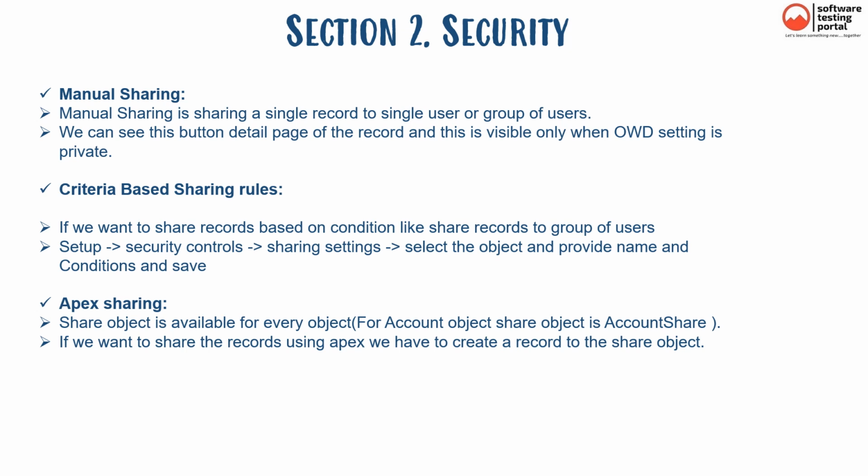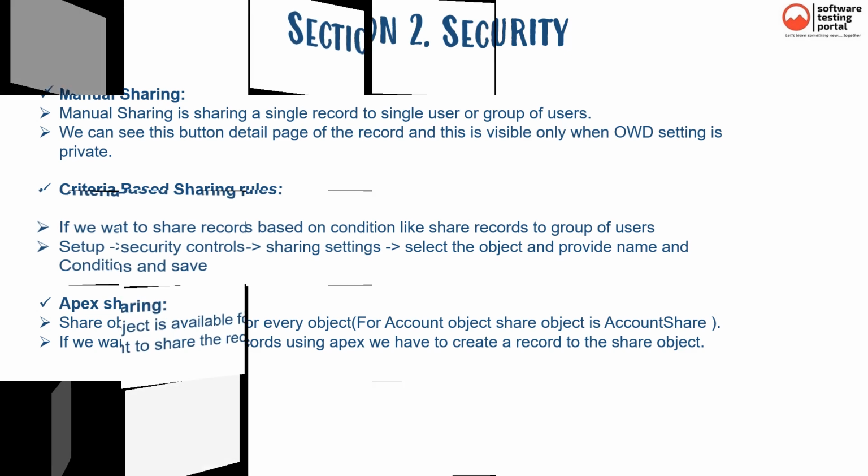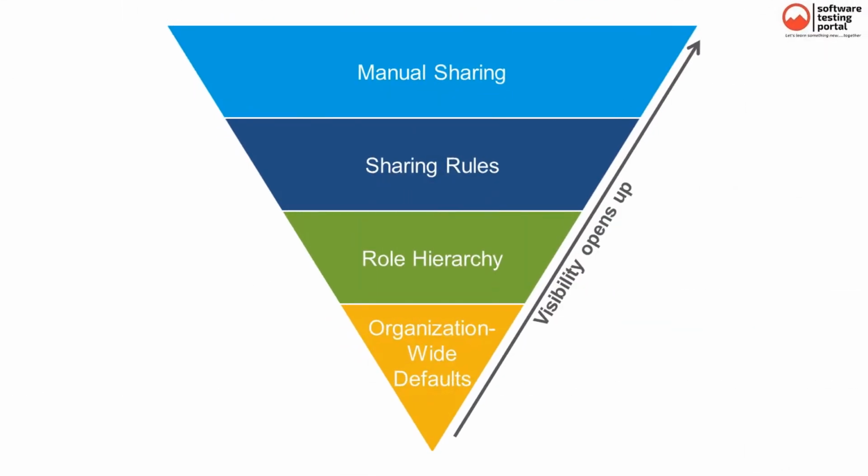Share object is available for every object. For the account object, the share object is AccountShare. If we want to share records using Apex, we have to create a record in the share object. In this visual, we can see that the most restrictive record sharing method is OWD, whereas in manual sharing an administrator can share more than the other sharing methods.